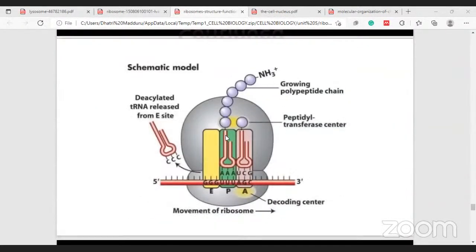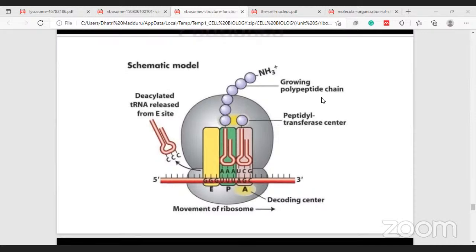So this is how it looks. So first a new fresh tRNA comes to the A site, and another tRNA with a growing polypeptide chain is present in the P site, and once this is done, this tRNA moves here, and this tRNA along with the amino acid will attach to this growing polypeptide chain. So like this, it will move along the mRNA.